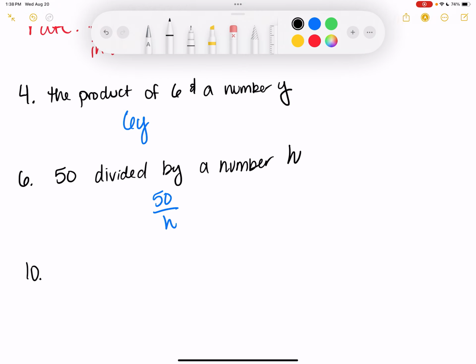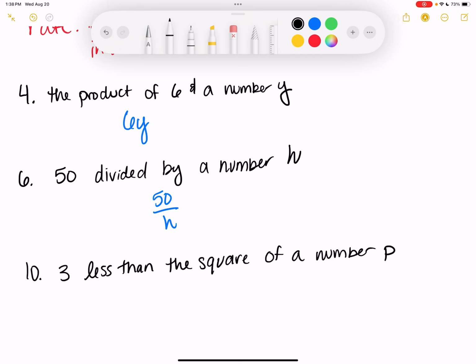Ten. 3 less than the square of a number p. Any ideas what I need for this one? Just say it. Yep, 3 less than the square of a number p, so that means that p is being squared, and 3 is being subtracted from that.